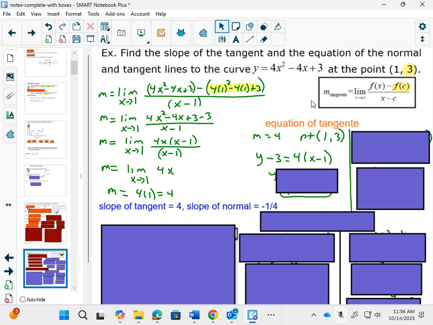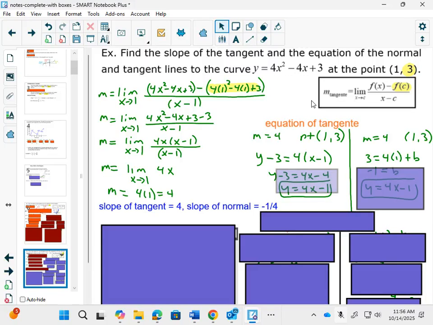So you have the slope and the point, and you could either use y equals mx plus b, or y minus y1 equals m(x minus x1). Either way, you'll find the equation of your tangent line to be y equals 4x minus 1.